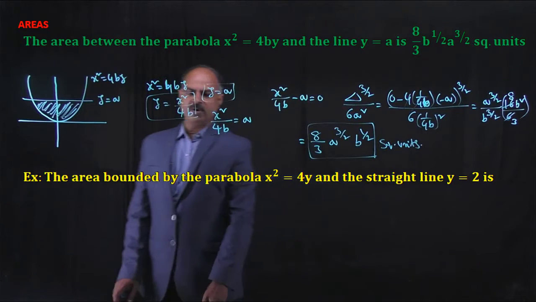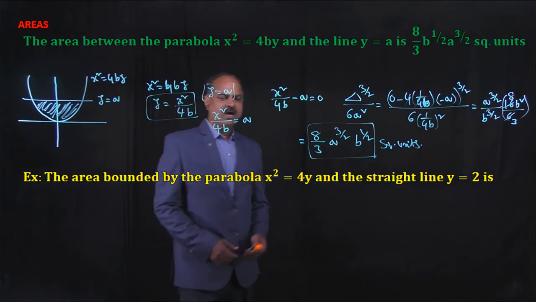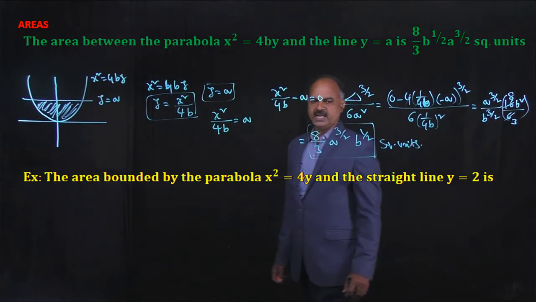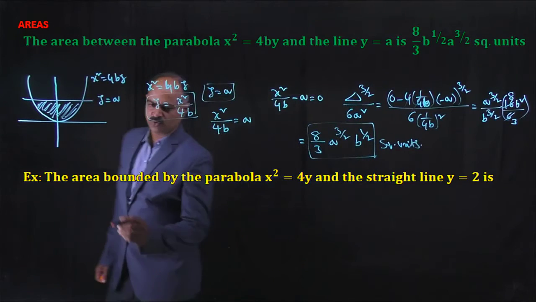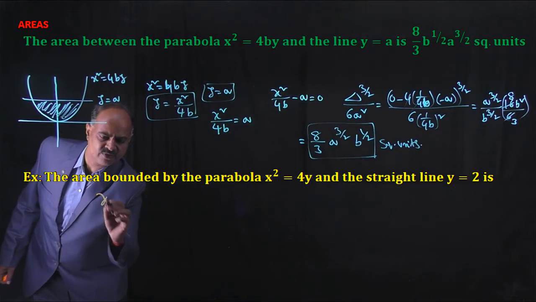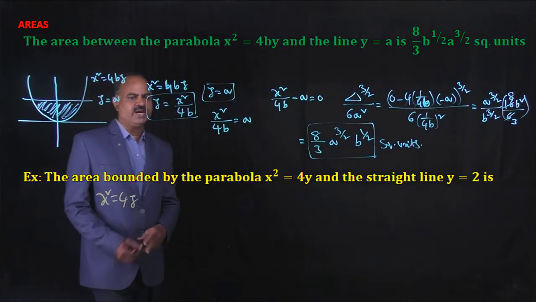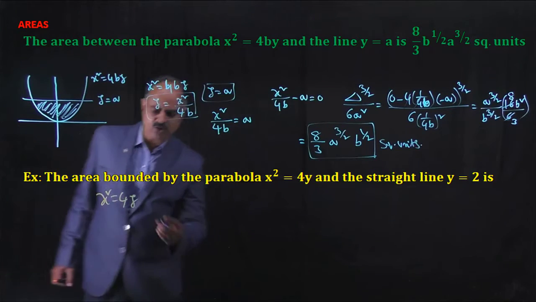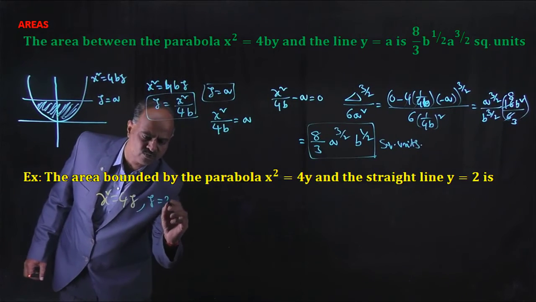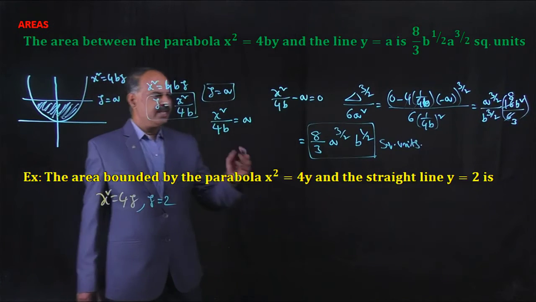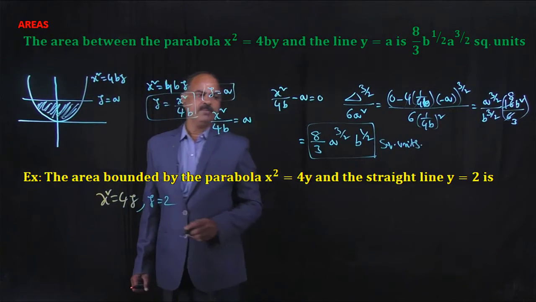Next, suppose for example, the area bounded by the parabola x square equal to 4y and the straight line y is equal to 2. So given parabola x square equal to 4y and the straight line y is equal to 2. The formula is 8 by 3 into a power 3 by 2 into b power 1 by 2.